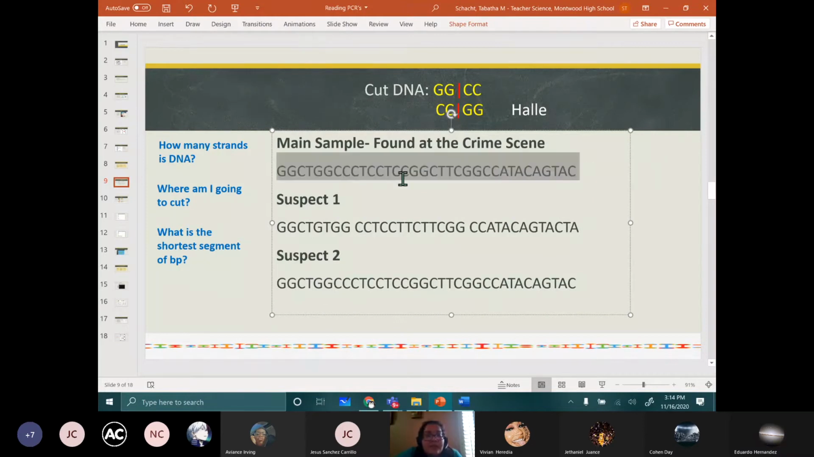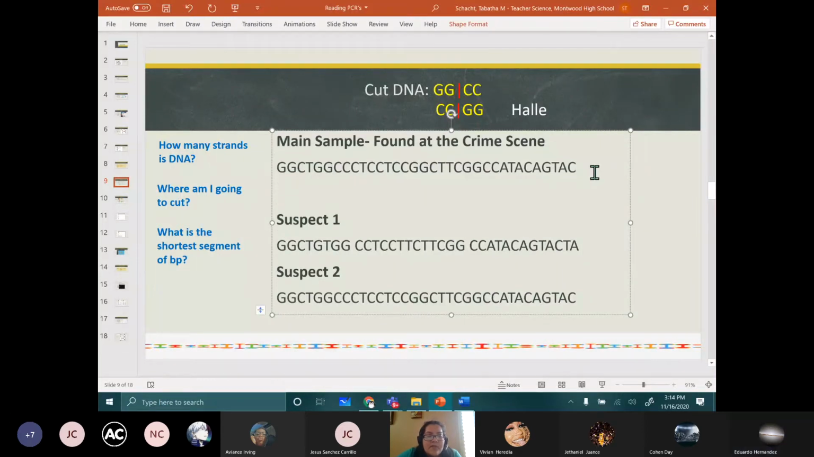But if I look at this here, how many strands is that? This is only 1. So I need to figure out what the second strand is. This is how I figure it out. What pairs up with G? I'm looking at this first letter here. What pairs up with G? C. Very good. So this is what you guys are doing on your side.